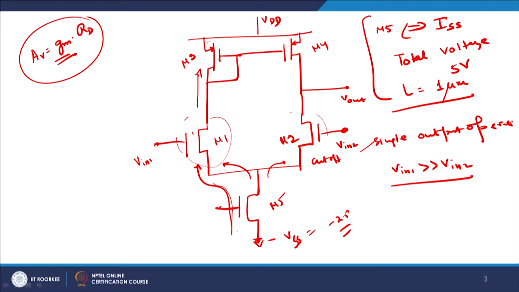Now, in M3 your gate and drain are shorted. So, your VGD is equal to 0, gate to drain is always equal to 0, which means that VGS, gate to source, this to this, right, and gate to drain are both equal to each other. So, VGS equals VGD, because gate to drain is actually equal to 0.